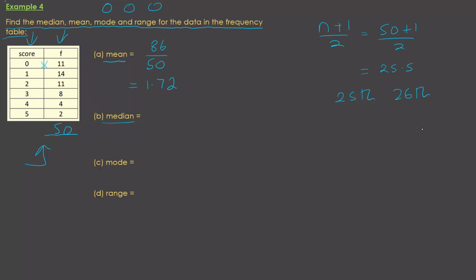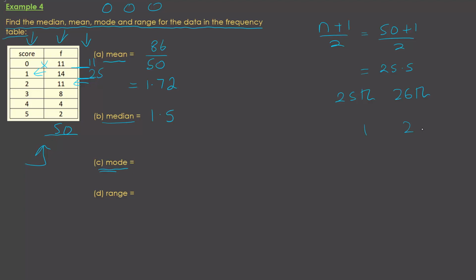So what we can do is go through the table in this direction. If we look at all the zeros, at the end of the zeros, we've got 11 pieces of data. When we get to the ones, there's 14 of those. So when we've gone past all of the zeros and all of the ones, we have 11 plus 14 is 25 pieces of data. That means the 25th piece of data is a 1, and the 26th piece of data would be a 2. So we need to be halfway between 1 and 2, and that is 1.5.